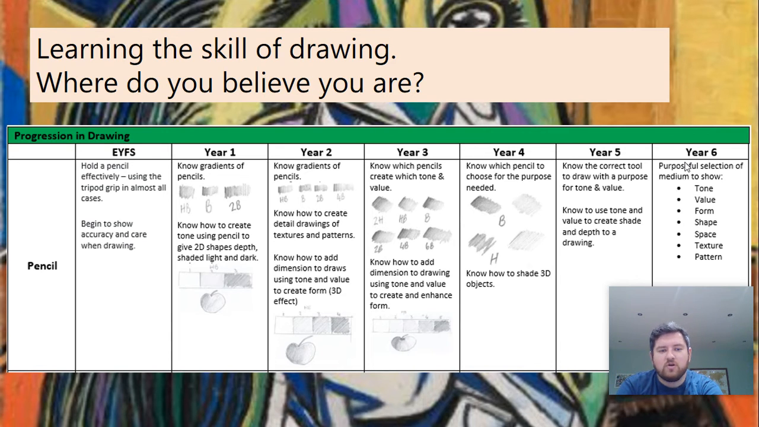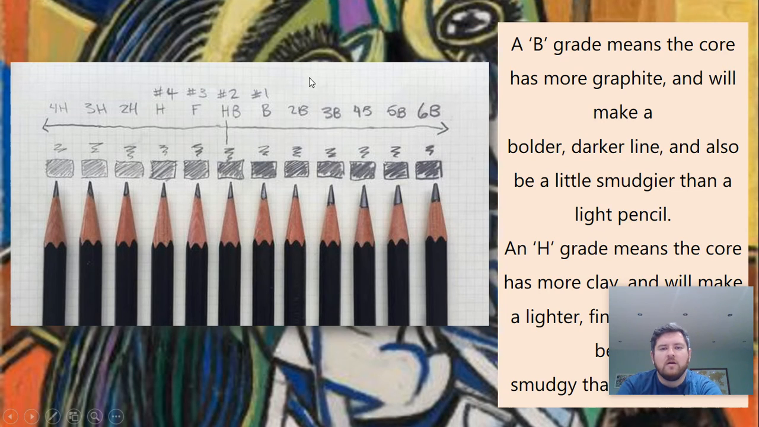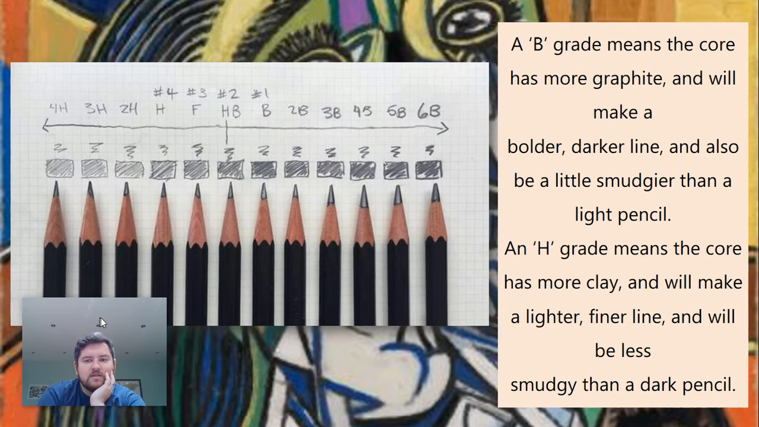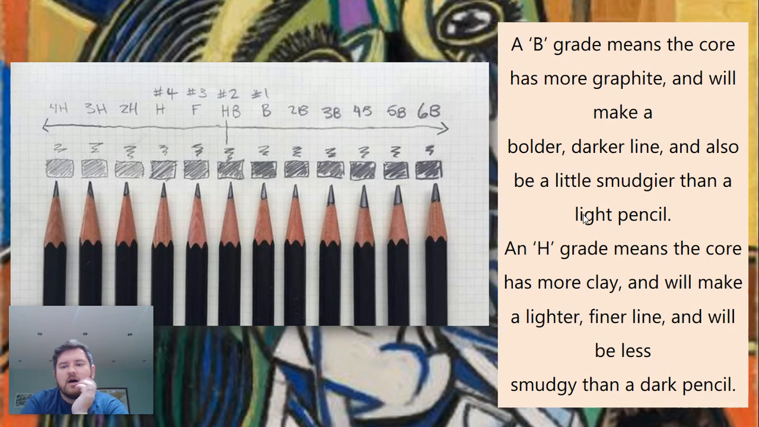Now, of course, the other thing is you're at home, so a lot of you will only have access to the pencil that was sent home. That's fine, it's not a problem. We're not expecting you to go out and buy art pencils, but we're helping to educate you about it. So, a B grade means the core has more graphite and will make a bolder, darker line. So we think B, bolder, darker, and also a little smudgier than a light pencil. So we look at these are darker. Can you all see that, how dark those colours are? Smudgier, they're easier to smudge or shade with by using your thumb or finger.